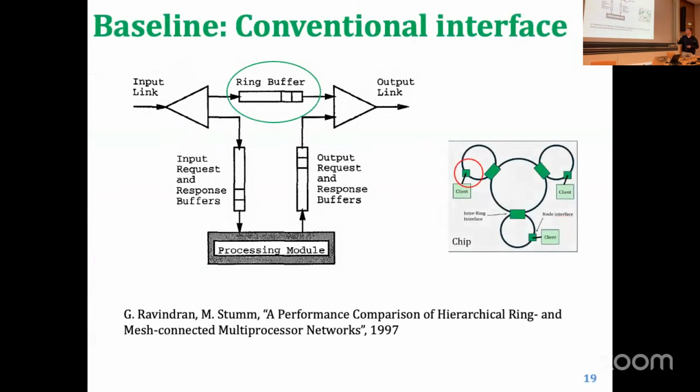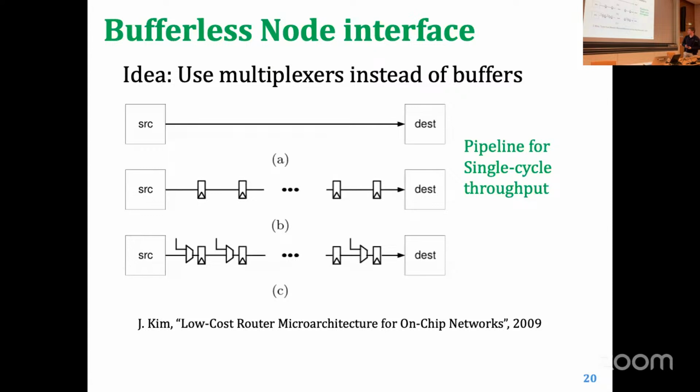We'll see later. So first, I want to show you the baseline that this paper uses to compare its results. It comes from a paper from 1997 to show that hierarchical rings have been used for a long time. And basically, you can see that there is a buffer, which, as we've seen in the previous presentations, is an important element because it increases performance, but makes power consumption much higher.